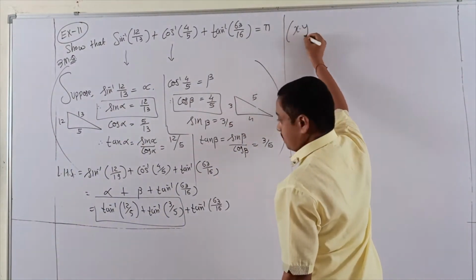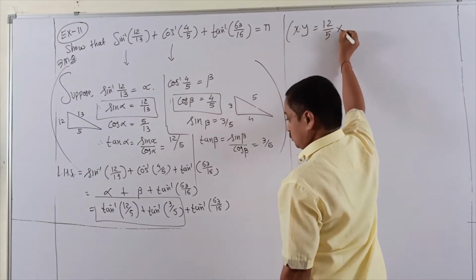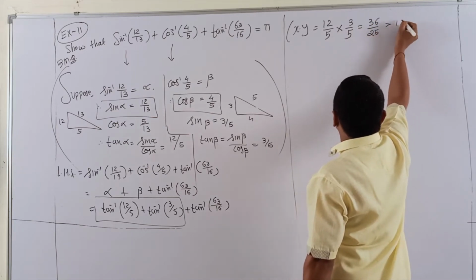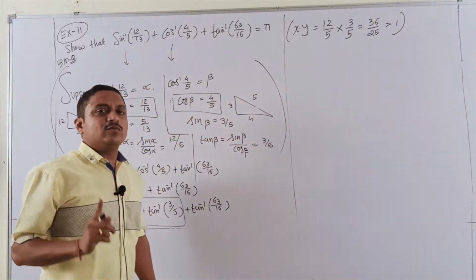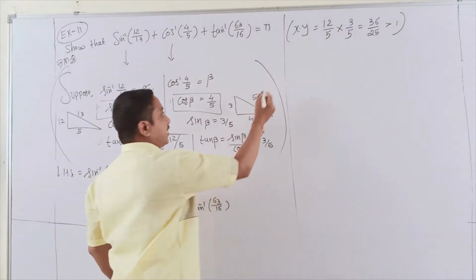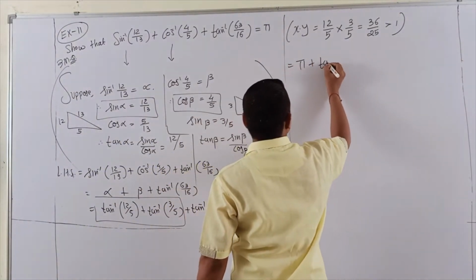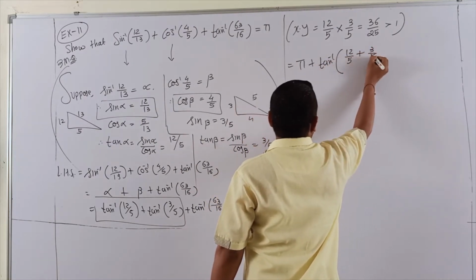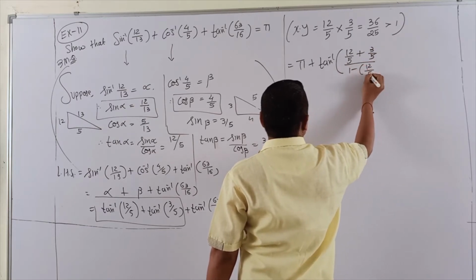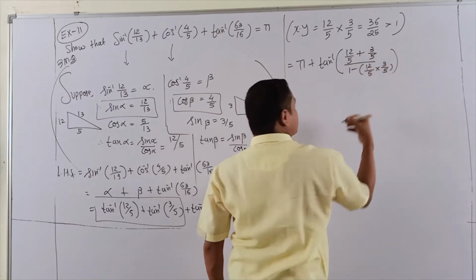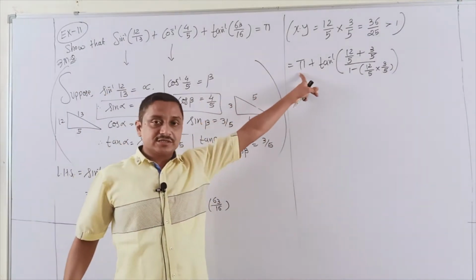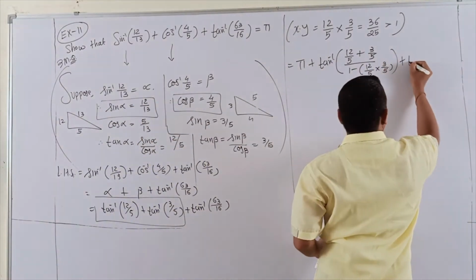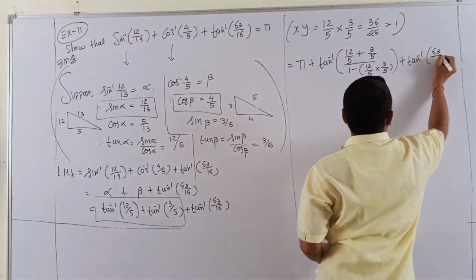Check the product xy. 12 by 5 into 3 by 5. So 12 times 3 is 36 by 25. It is more than 1. Students, whenever the value is more than 1, then you update the formula: pi plus tan inverse 12 by 5 plus 3 by 5 over 1 minus the same. If it is less than 1, students, then you never write pi plus. But if xy is more than 1, then pi. And the same as tan inverse 63 by 16.